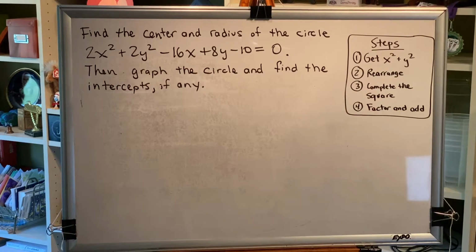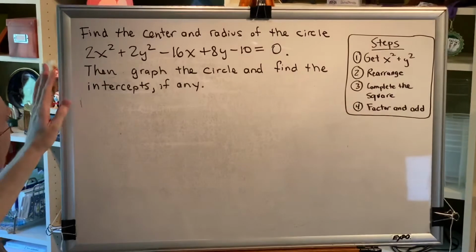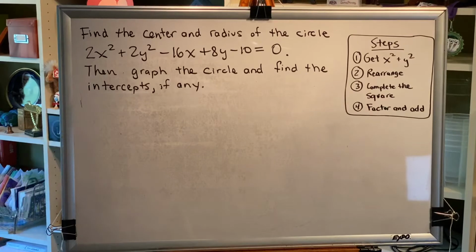The topic of this video is converting a circle from general form to standard form. Let's look at a problem. Find the center and radius of the circle 2x squared plus 2y squared minus 16x plus 8y minus 10 equals 0. Then graph the circle and find the intercepts, if any.